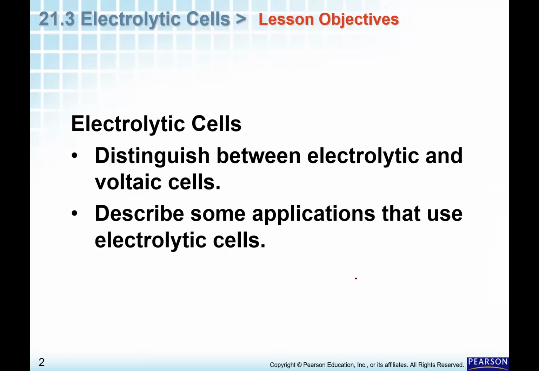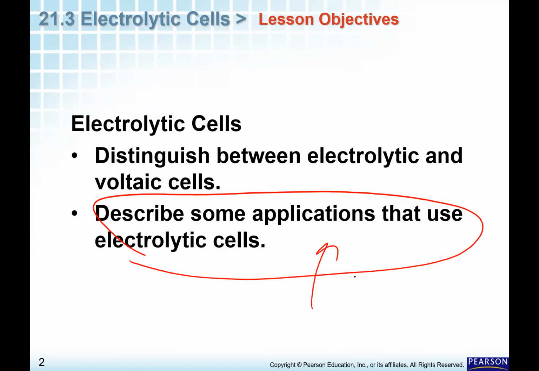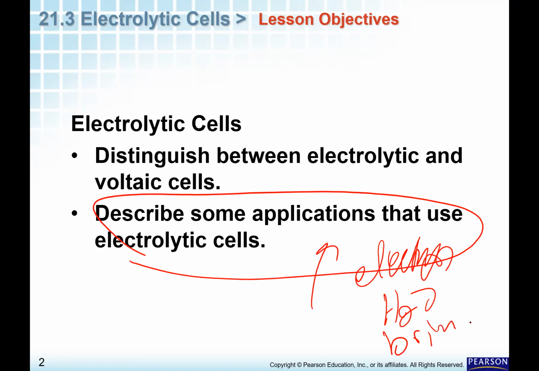So the first thing that we need to do is to compare between the two types, voltaic and electrolytic cell. Then in the application here, we're going to do the first part, which is the electrolysis only. Electrolysis of H2O, electrolysis of brine solution, and electrolysis of molten sodium chloride.